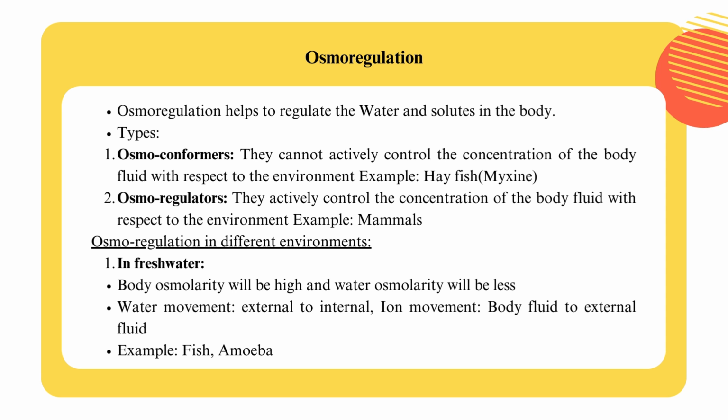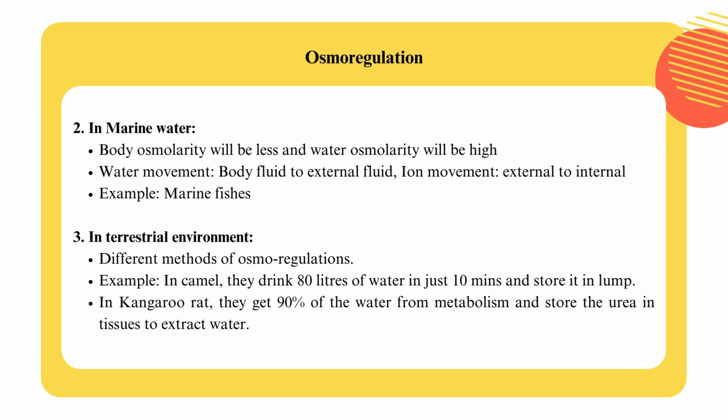Osmoregulation in different environments. 1. In freshwater, body osmolarity will be high and water osmolarity will be less, so water movement will be from external to internal. Ion movement will be from internal body fluid to external fluid. Example: fish, amoeba. 2. In marine water, body osmolarity will be less and water osmolarity will be high. Water movement will be from body fluid to external fluid. Ion movement will be from external to internal.